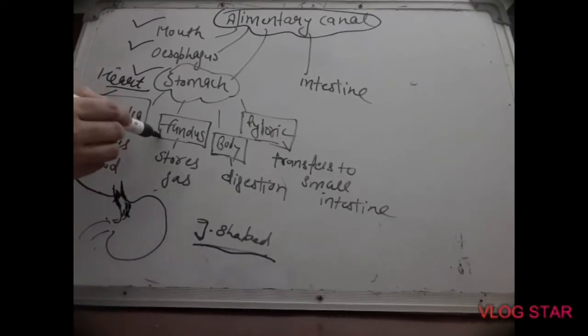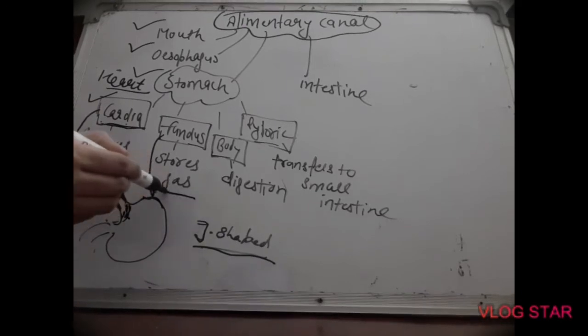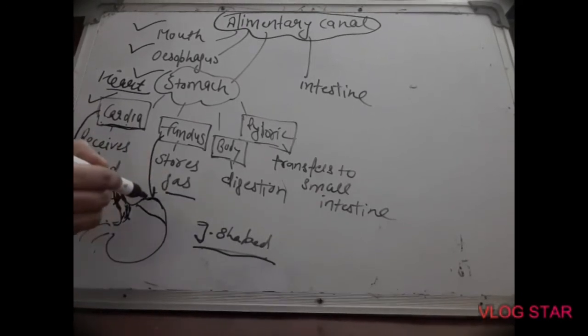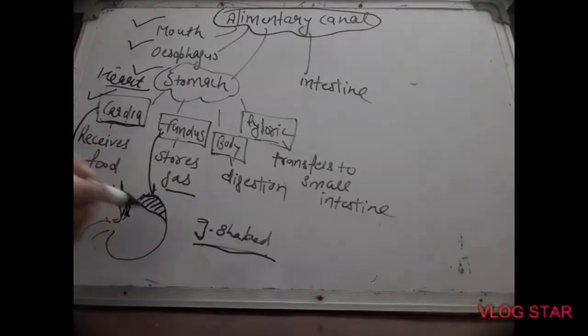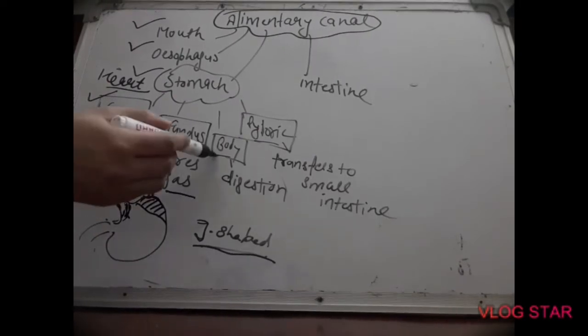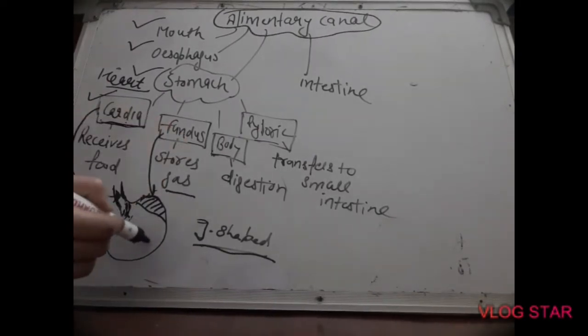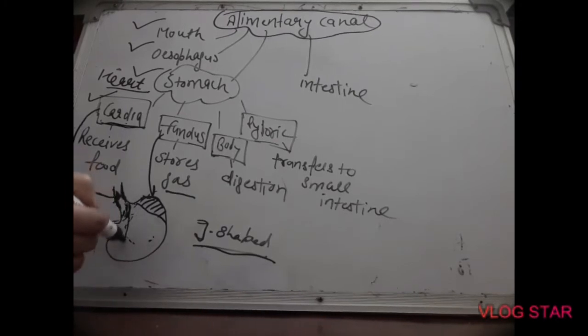Next is the fundus. It is the upper part of the stomach which stores gas. The function of this part is to store gas. So this is the fundus. Then the body, the entire rest, the largest portion of the human stomach, is called the body.